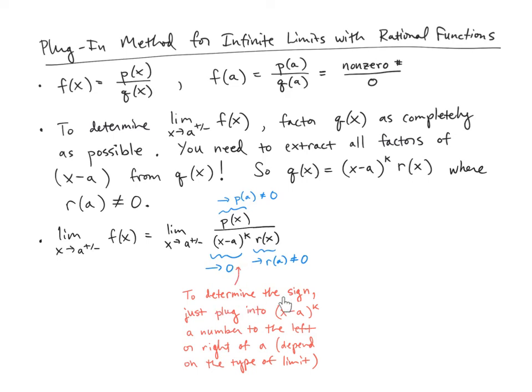And then to determine the sign here, you just have to plug into this x minus a to the k. And you plug in, depending on whether you're coming in from the right or left, just pick any number to the left or right of a, depending on whatever the type of limit is, and that will determine your sign there. And then you just simply count up the signs: the sign of the numerator, the sign of this factor, and the sign of x minus a to the k. Okay, so that's how the plug-in method can be made to work when you have infinite limits of rational functions.